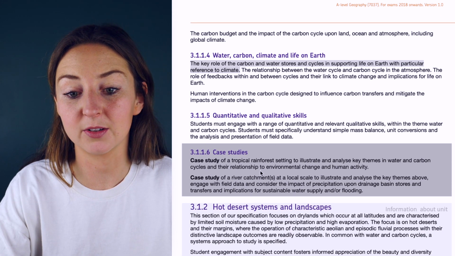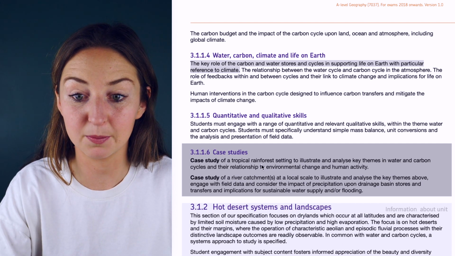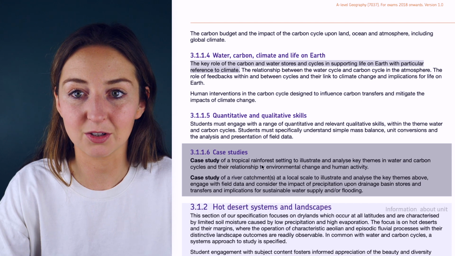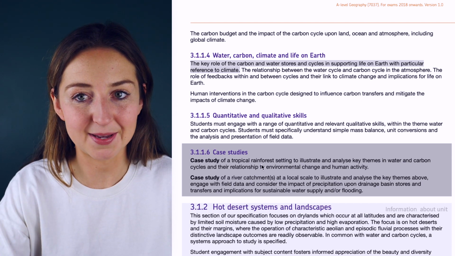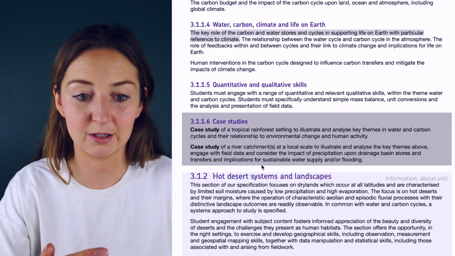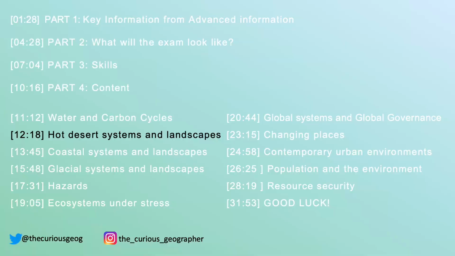Also, the case studies are not on the list, so they've been taken out. However, remember what we said at the beginning, you still will need examples of case studies to help illustrate points. So maybe just keep an eye on all case studies through the specification.